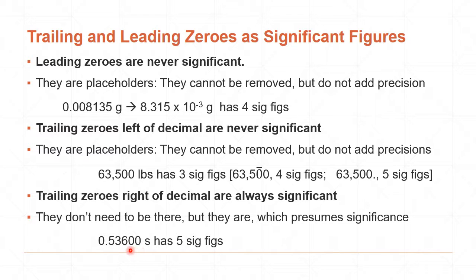So the presumption, since these particular zeros do not need to be there, but I did put them in, that must mean that they're significant. I wanted to tell my reader that this trailing 0 right of the decimal place was an important part of my precision. So because both of these zeros are right of the decimal place, this particular number, 0.53600, has 5 significant figures. So make sure you understand the difference between the significance of trailing zeros left of the decimal versus trailing zeros right of the decimal.